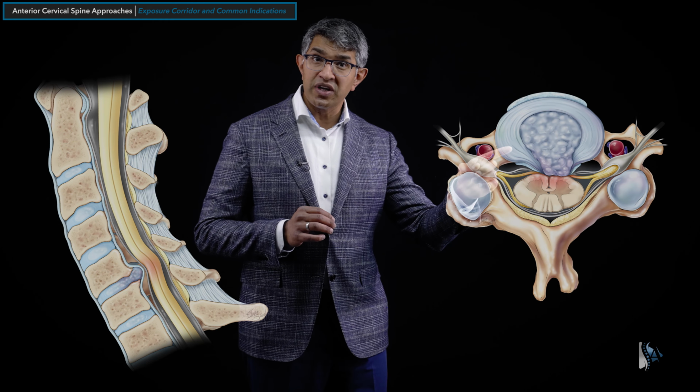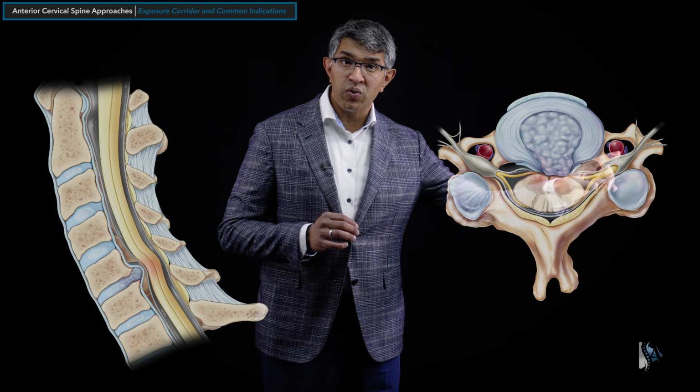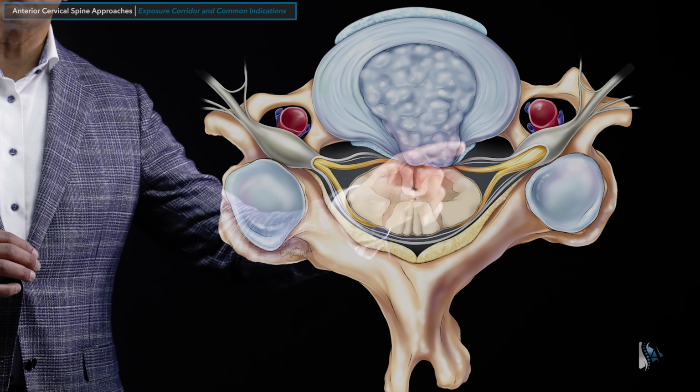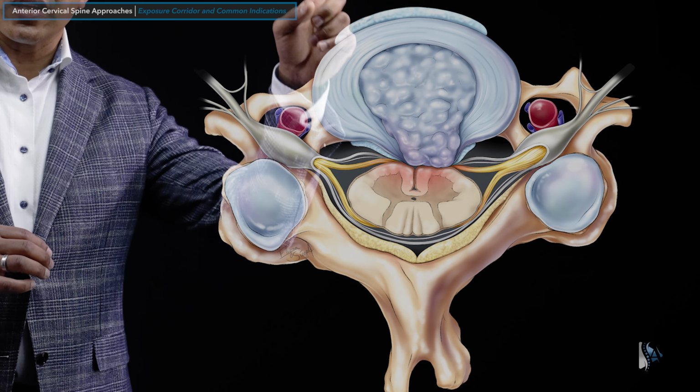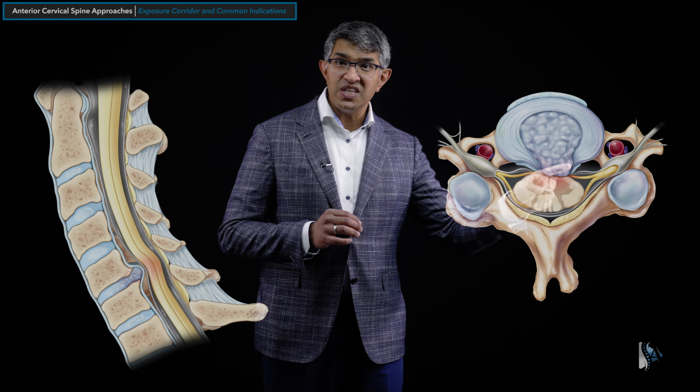Now, because we're going in from the front, the pathology doesn't always have to be way off on one side. It can even be right in front of the spinal cord. And when you're coming in from the front, you can access this directly, because again, we're coming right down the center. This is easy to remove. You can also have pathology at a few levels. It doesn't have to be at one level.